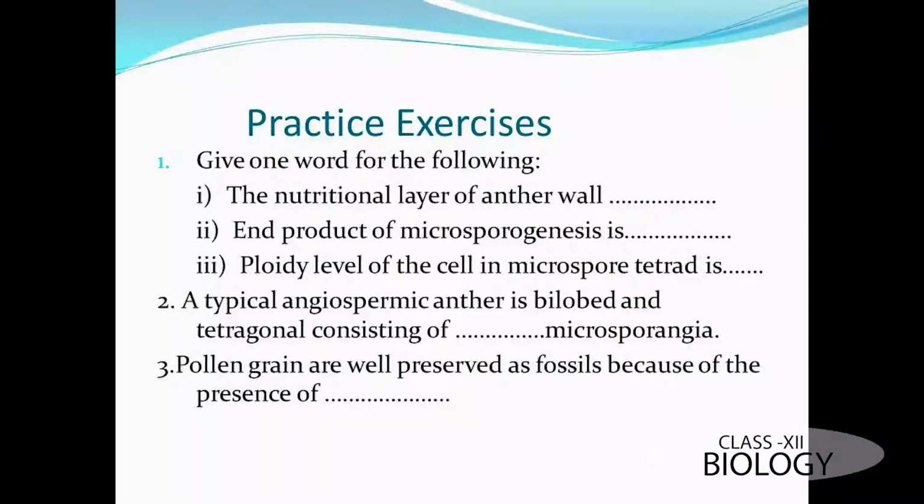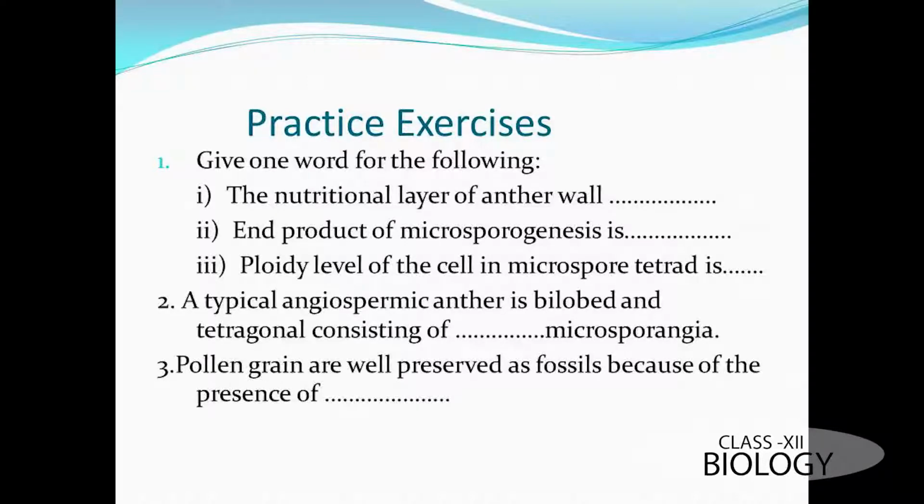Like you have the first one, give one word for the following. The first is the nutritional layer of the anther wall is dash. Second one, the end product of microsporogenesis is dash. Third, the ploidy level of the cell in microspore tetrad is dash.